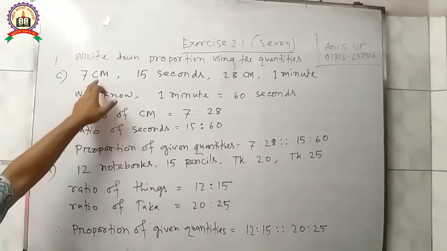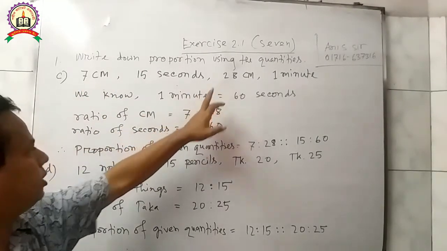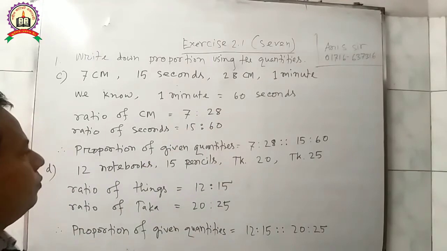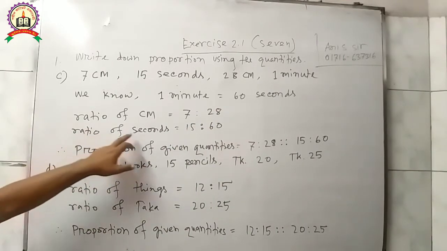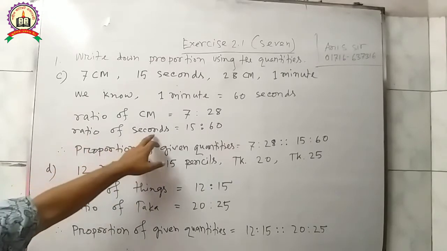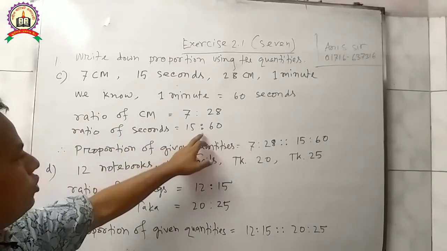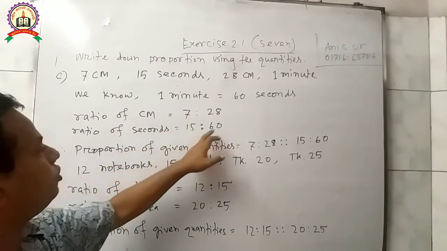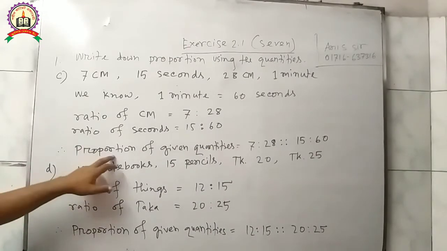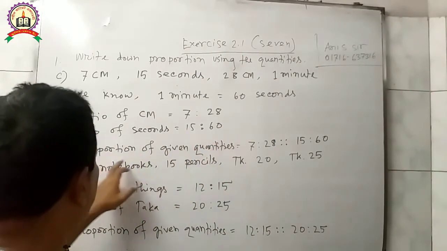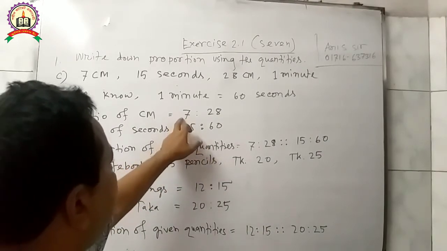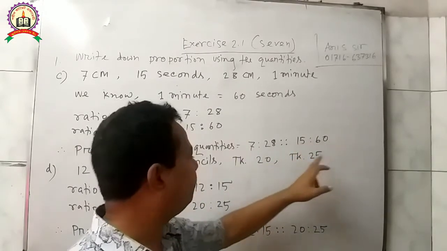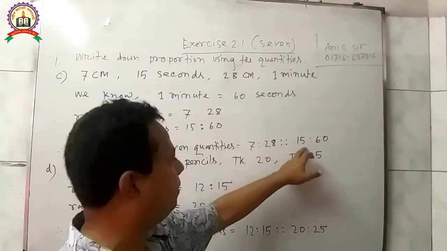Now ratio of centimeters: 7 centimeter and 28 centimeter. So ratio of centimeter equal to 7:28. And ratio of seconds equal to 15:60. So proportion of the given quantities: 7:28 proportion 15:60.